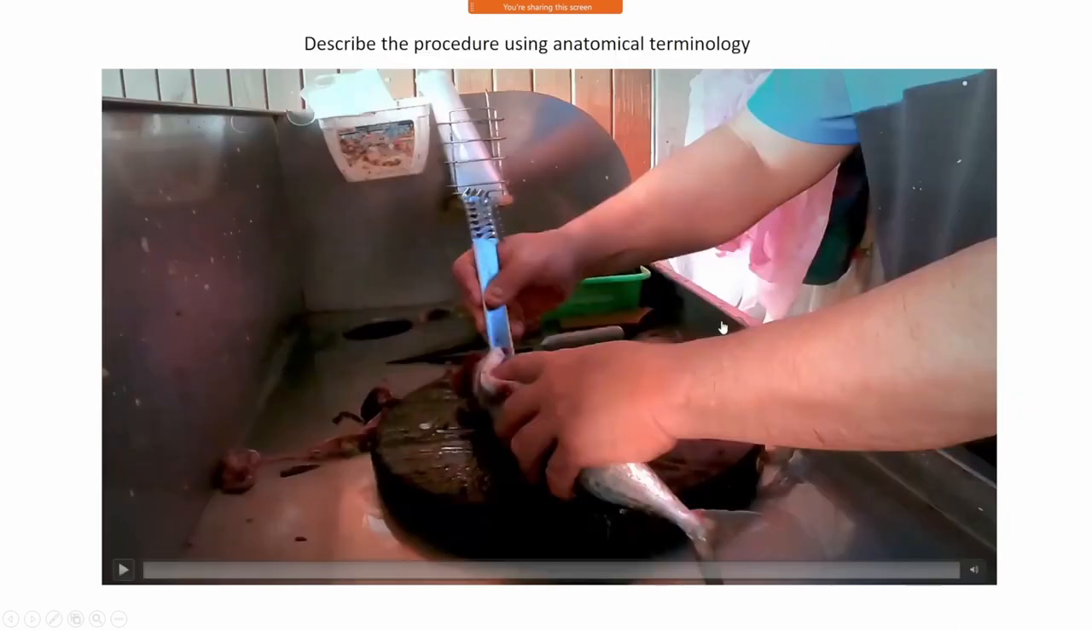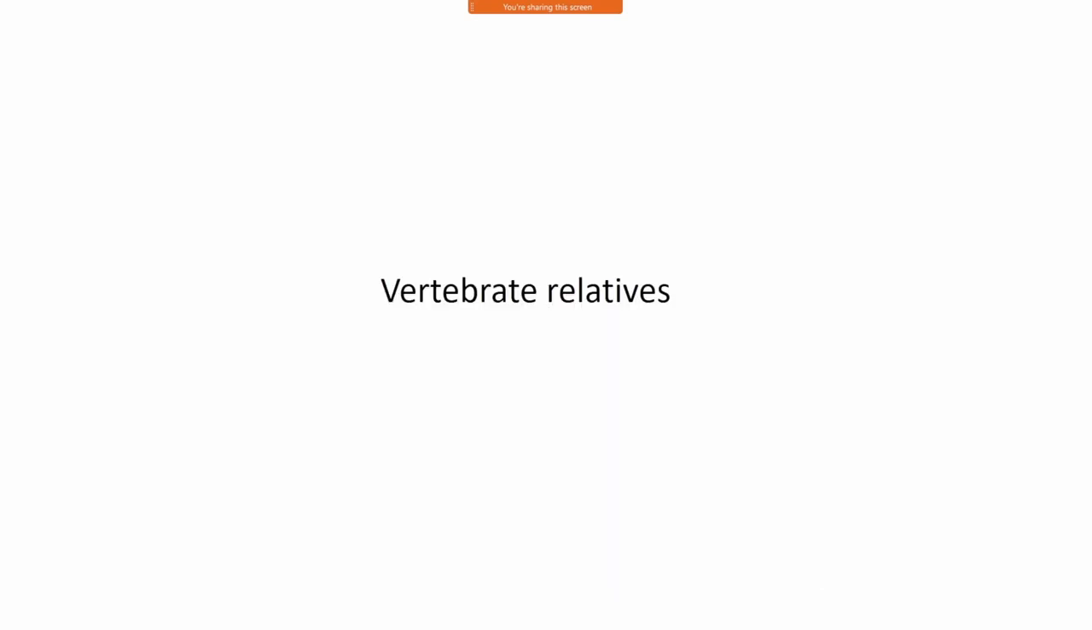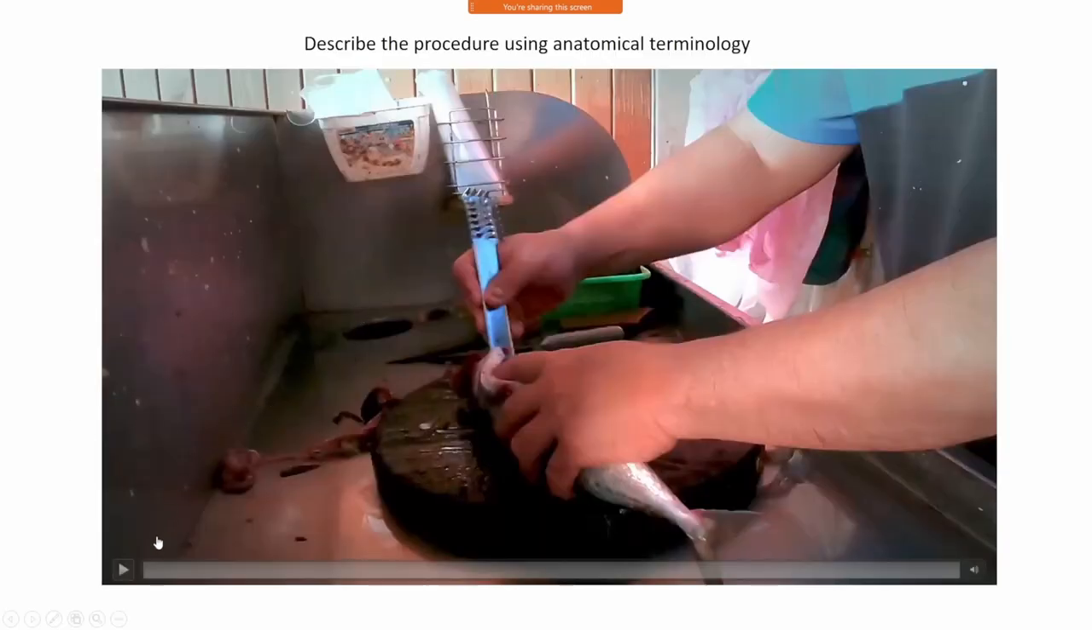So then, this is a kind of practice part. Describe the procedure using anatomical terminology. How is this fish being dissected? Can you explain? Please explain using anatomical terminology. Can you try? Please try to explain this. Okay. What is he doing?